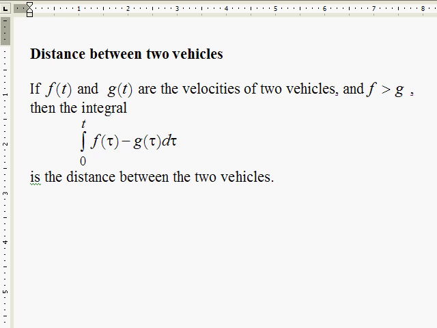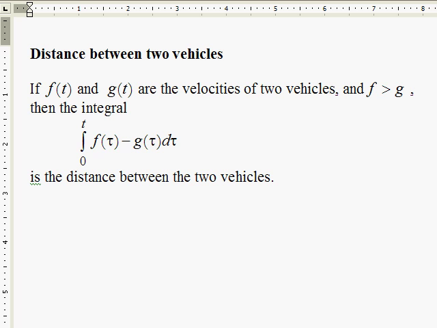One is the distance between two vehicles. If we take the integral of f minus g, where f is the velocity of one vehicle and g is the velocity of another, when this integral is positive, it means that the f vehicle is in the lead. When it's negative, it means the vehicle whose velocity is given by g of t is in the lead.